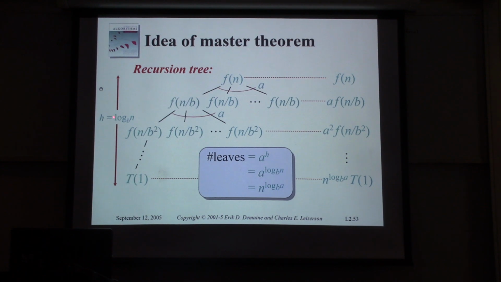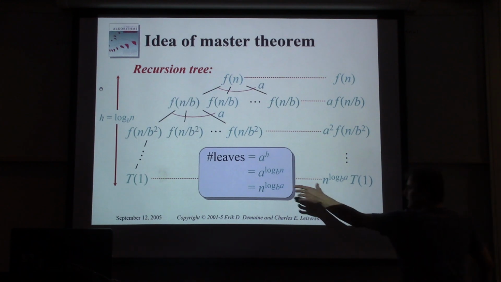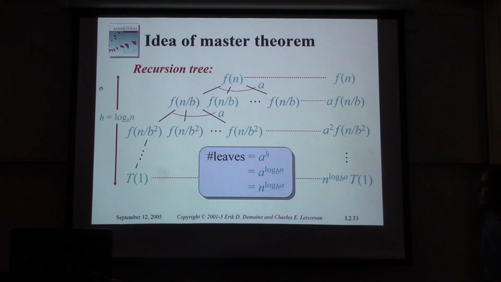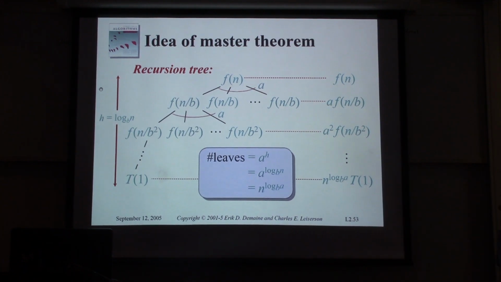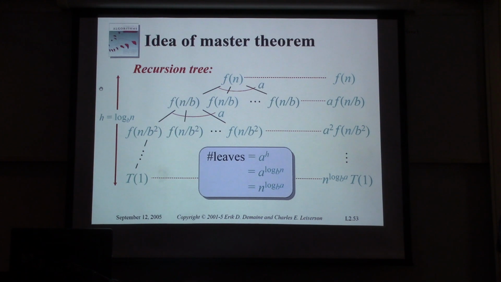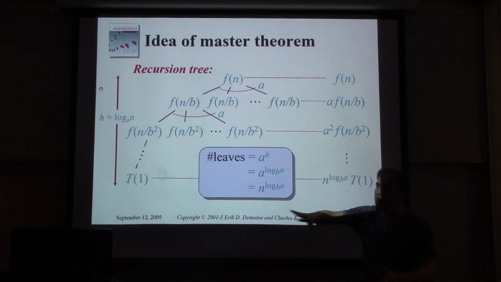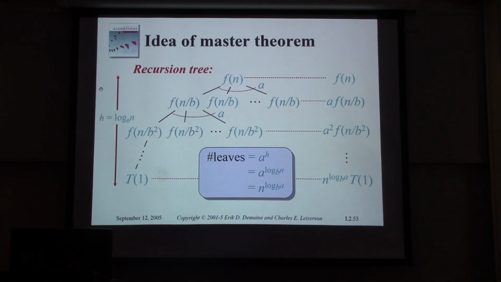But h is equal to log b of n. So it's a to the log b of n. That looks mildly familiar. It just happens that if you interchange a and n, as we did in our mathematical lecture, a to the log b of n is also equal to n to the log b of a. It's the same, because if you take the logs of both of these, with the power rule of logs, you're going to find equality. So therefore, n to the log b of a is equal to a to the log b of n.